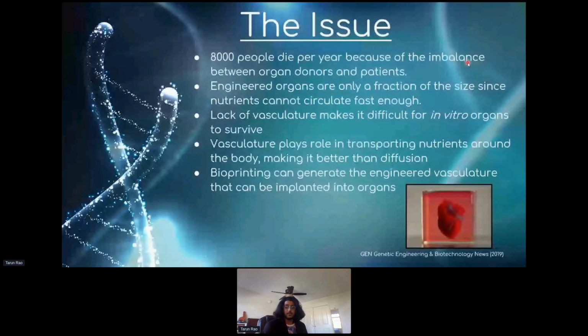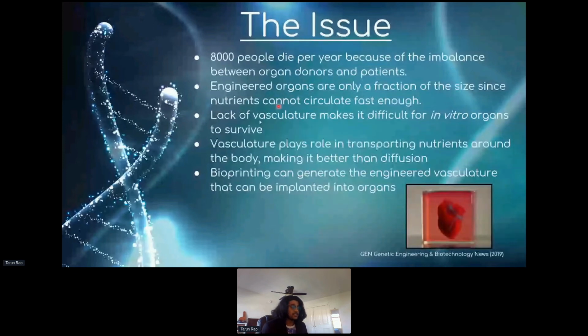I'm sure that you all are familiar with the concept of an organ donor or a donor list. Every year, 8,000 people die because of the imbalance between organ donors and patients, and also because organs can reject their patients. To combat this problem, researchers have engineered in vitro organs, or organs developed outside the body, for this purpose. However, these organs are very small in size because they lack the functional vasculature needed to transport nutrients.